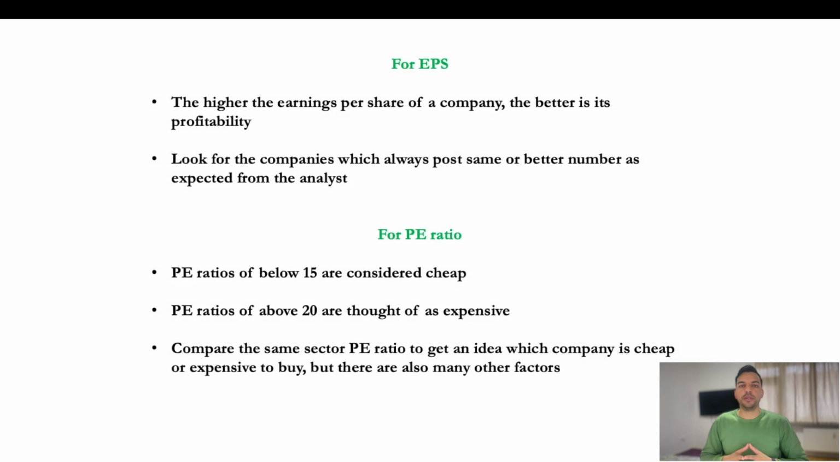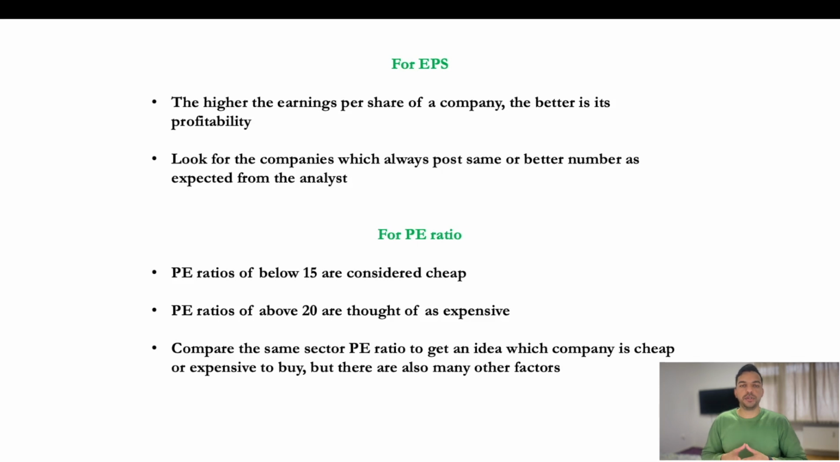So after all this calculation, you always go for a company which is making more profit per share, and hopefully in the future they can also deliver more for their investors. You try to look for a company which always posts the same or better numbers than expected by analysts, because analysts give a number each quarter for a company, and if they exceed the estimate, more investors are going to invest in that company, which is going to give you more profit for the next quarter, and you're going to make more profit on your investment.